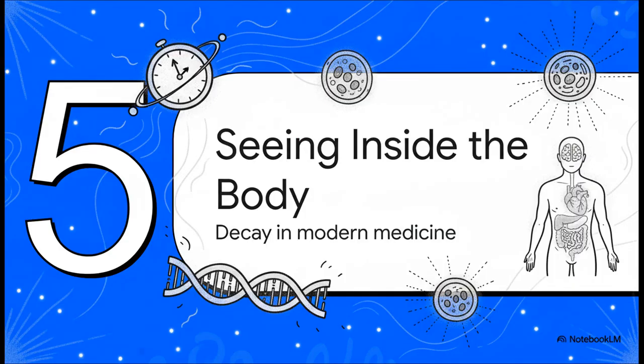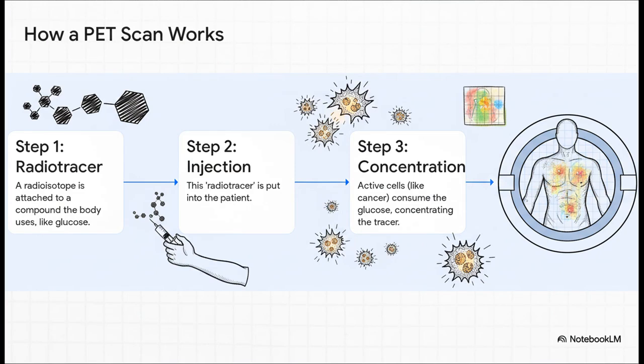Pretty amazing, right? But this cosmic clock isn't just for looking back in time. Turns out, the same exact principles allow us to look inside a living human body in ways that are just incredible. So let's switch gears and talk about modern medicine. This is the science behind a PET scan. It's genius, really. Doctors take a harmless radioactive isotope, one with a really short half-life, and they attach it to a simple sugar molecule. They call this a radiotracer.